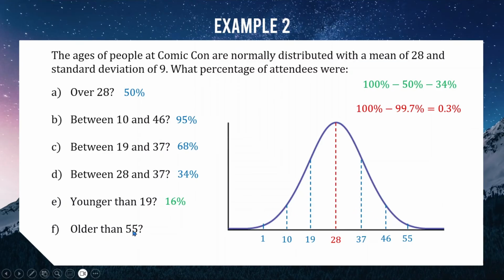But for this one, I want older than 55. I just want one of the tails. So I'll take that remaining 0.3% and I'll cut it in 2. And what I get is 0.15%. So there's 0.15% up in this tail and there's 0.15% down in this tail. So that's my answer for question F, 0.15%.